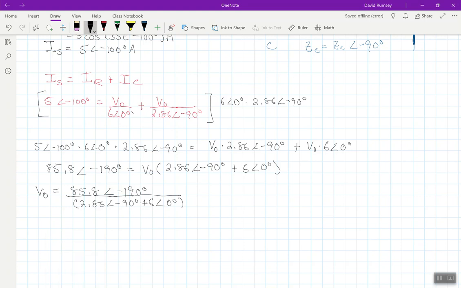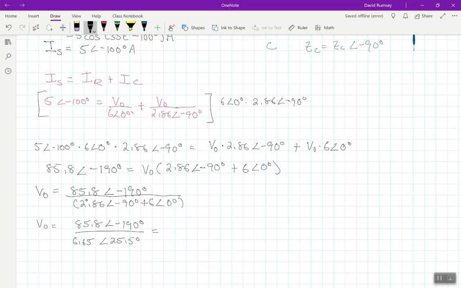Okay, so I'm going to pause this while I do this on my calculator. So when I got this here, I had in the denominator 6.65 at an angle of 25.5 degrees, and my numerator was 85.8 at an angle of negative 190 degrees. And now I can just do this division here.